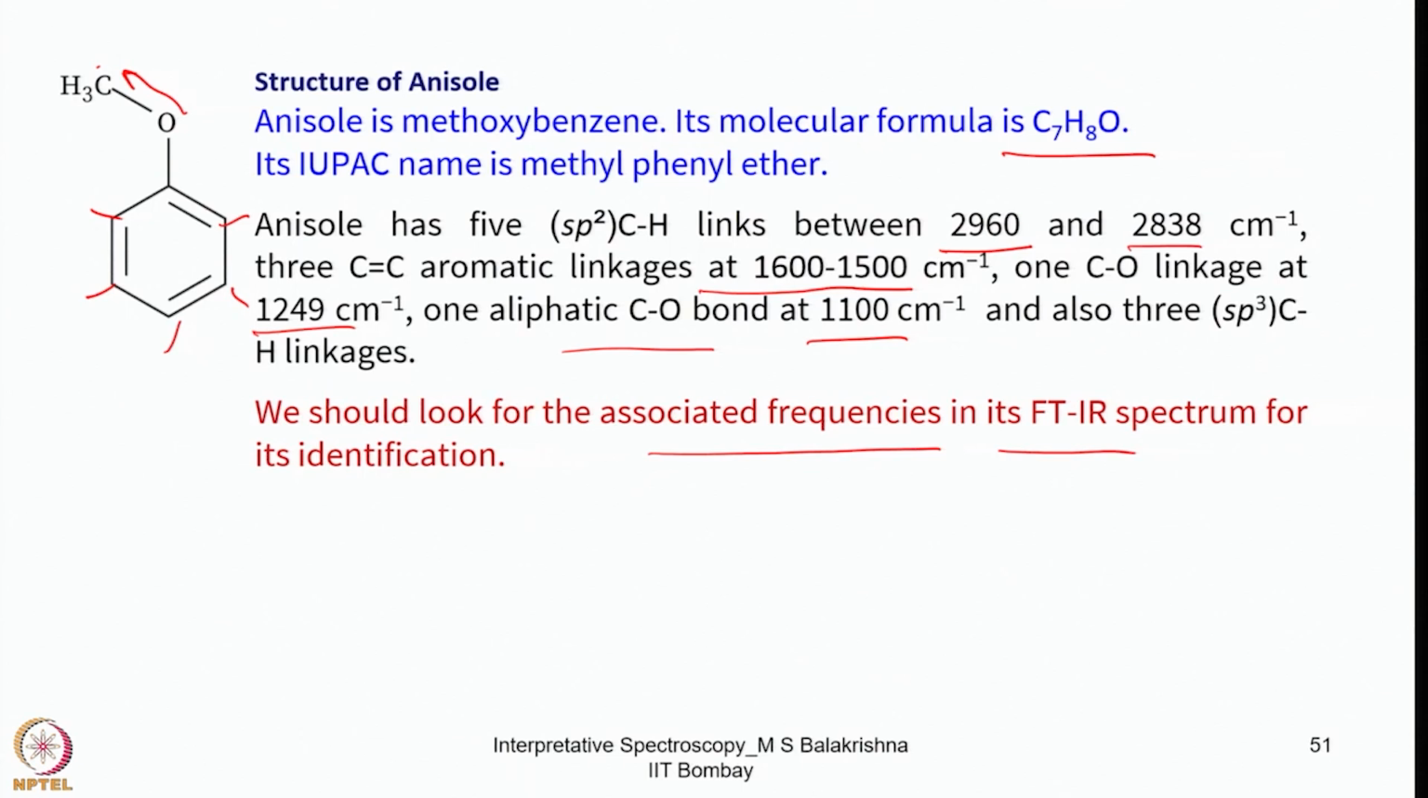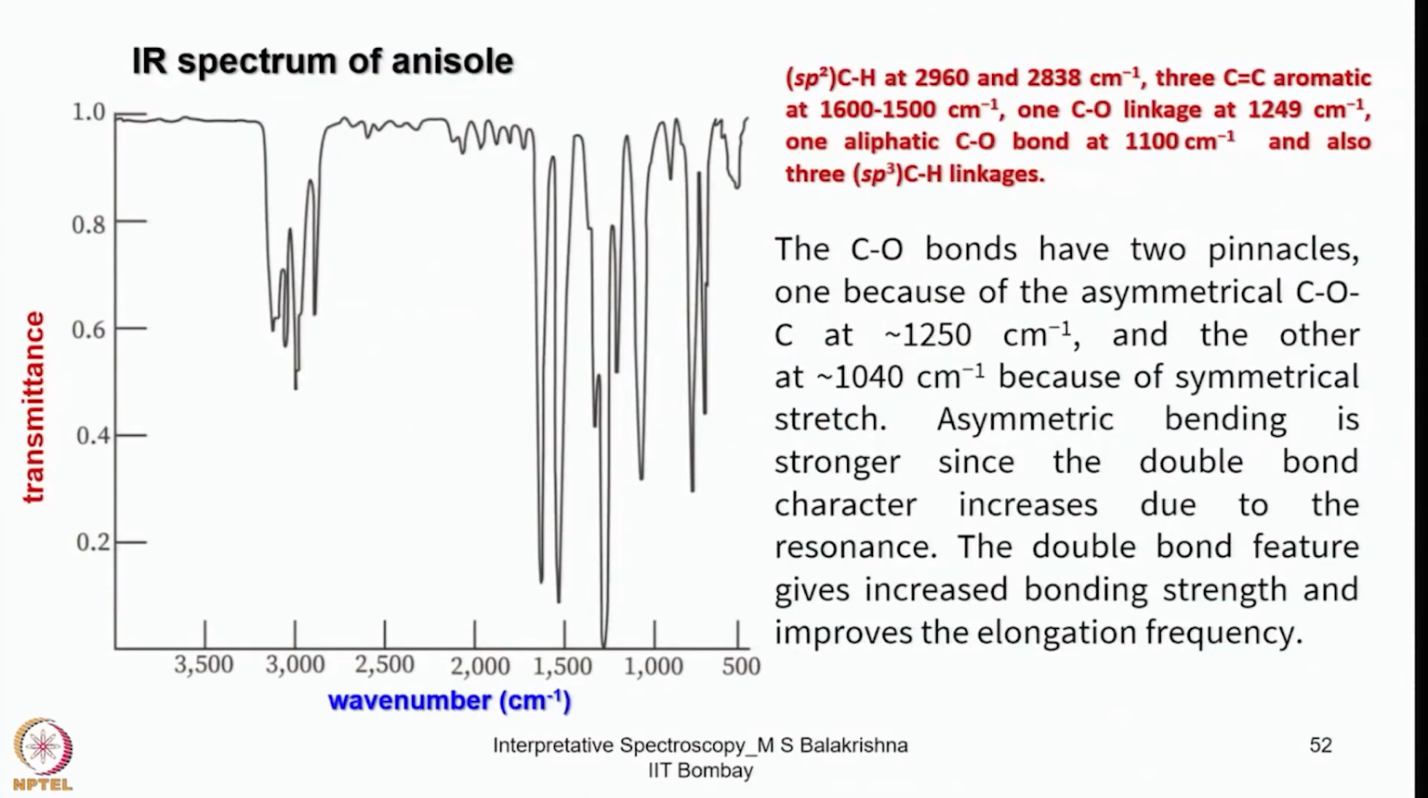And we have identified whether we have sp, sp2, sp3 carbon is there, and when we look into the spectrum, we can see whether all these things are there or not. So 2960 to 2988, we have here, and then C double bond C around 1600 to 1500 we have here, and then C-O linkages at 1249, so here 1249 it should come, and then sp3 C-H linkages.